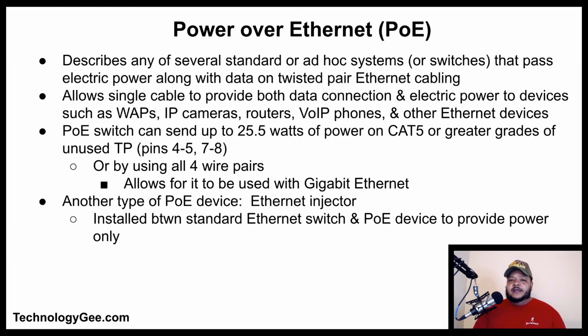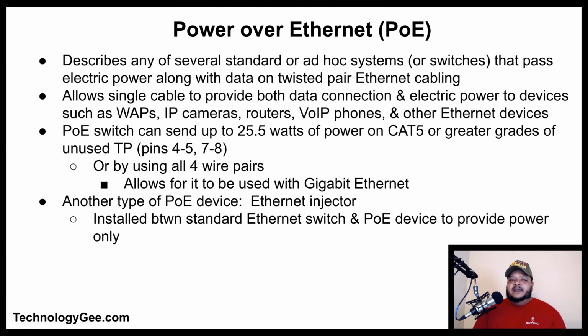So power over Ethernet describes any of several standard or ad hoc systems or switches that pass electric power along with data on twisted pair Ethernet cabling. This allows a single cable to provide both data connection and electric power to devices such as wireless access points, IP cameras, routers, VoIP phones, and other Ethernet devices.